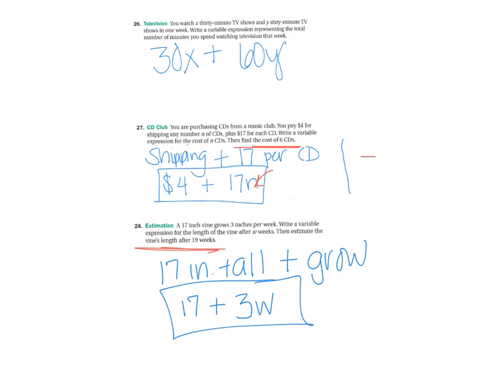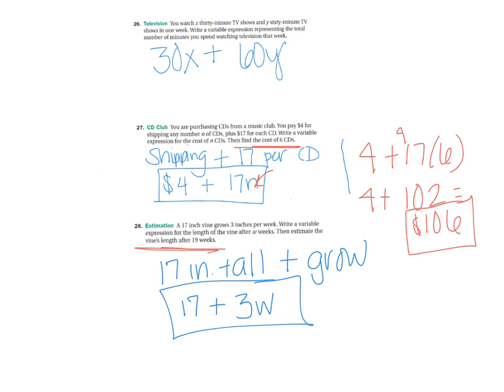So I'm going to say 4 plus 17 times 6. 17 times 6. Let's do that multiplication first. 6 times 7 is 42. Carry the 4. 6 times 1 is 6, plus 4 is 10. So I have 4 plus 102 equals $106. So the cost of 6 CDs is $106.